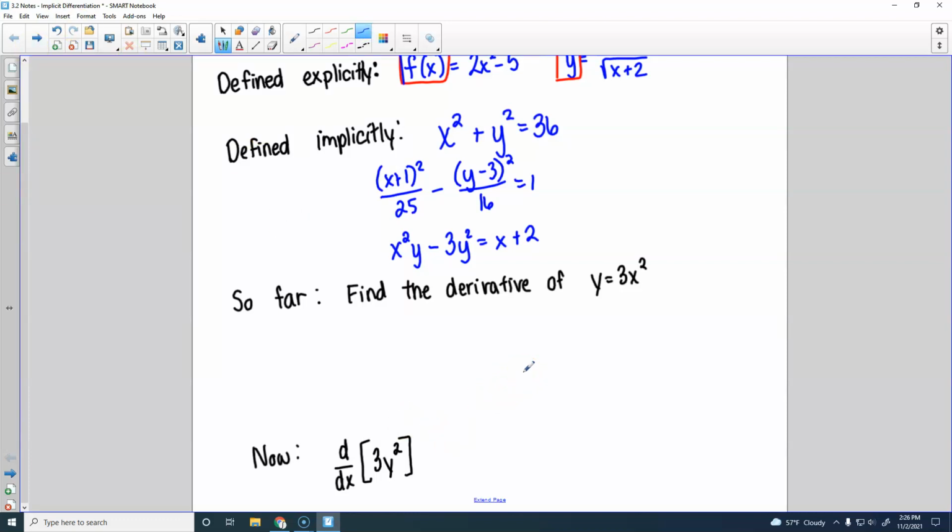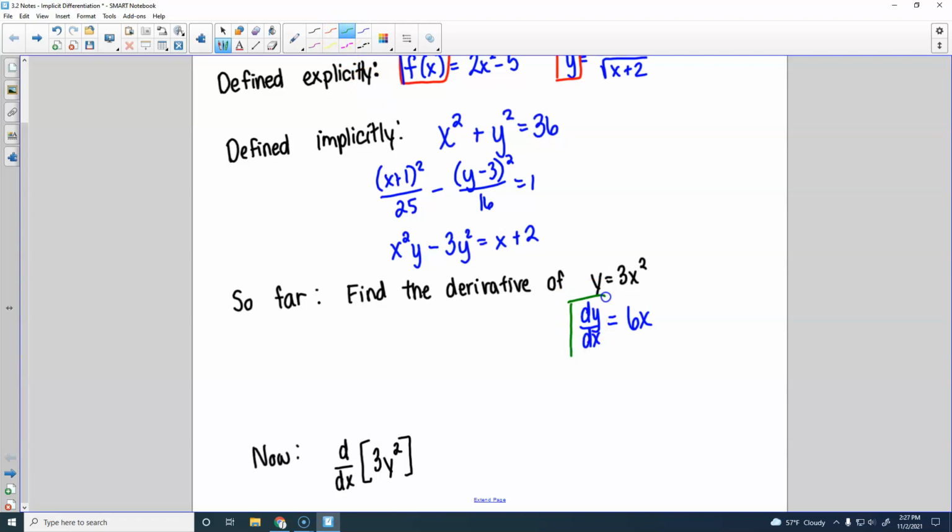Whenever we have been taking derivatives so far, we have been doing derivatives somewhat implicitly. I just haven't told you that you were. So like when we took the derivative of this, the derivative of 3x squared is 6x. And what did we write over here on the left-hand side? Either y prime or dy over dx.